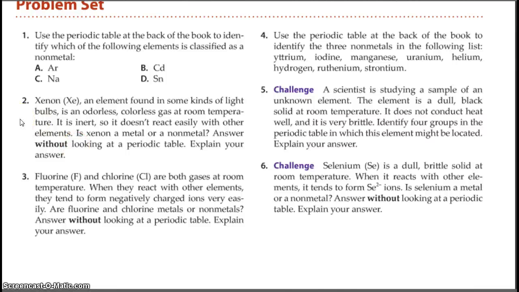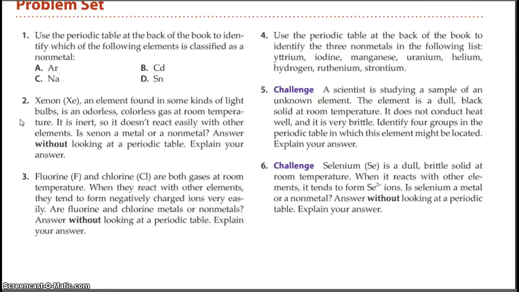Xenon, Xe, is an element found in some kinds of light bulbs, is an odorless, colorless gas at room temperature. It is inert, so it doesn't react easily with other elements. Is it a metal or nonmetal? Answer without looking at the periodic table. So hit pause, think about it.